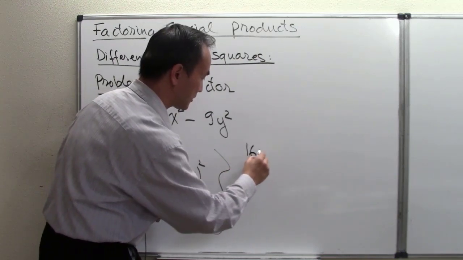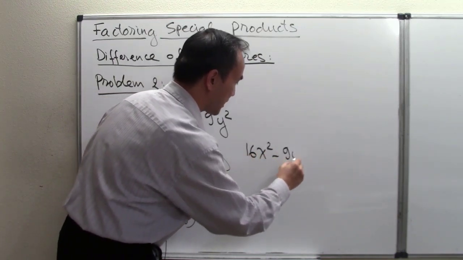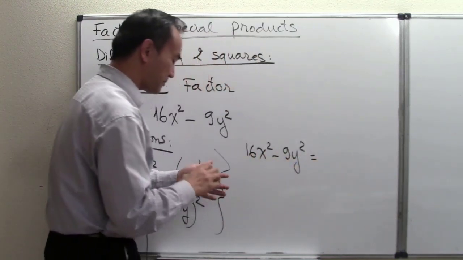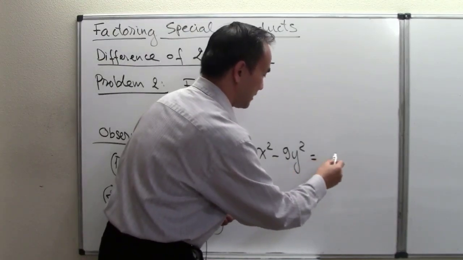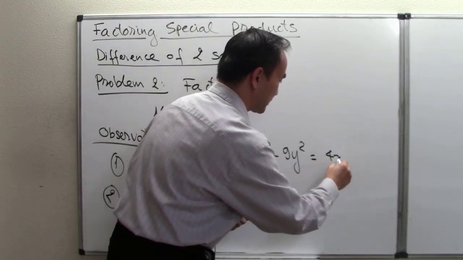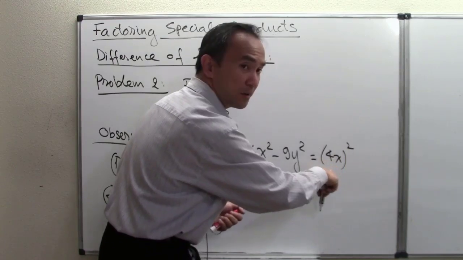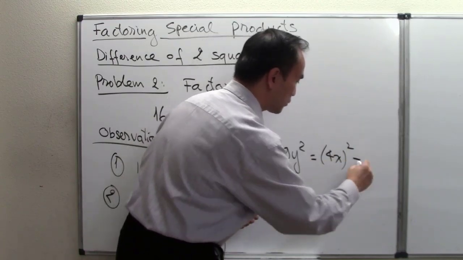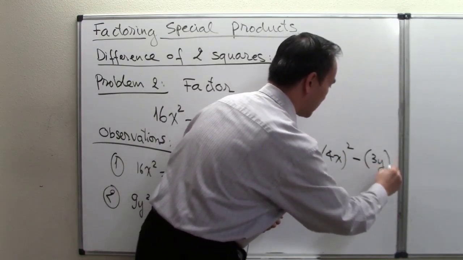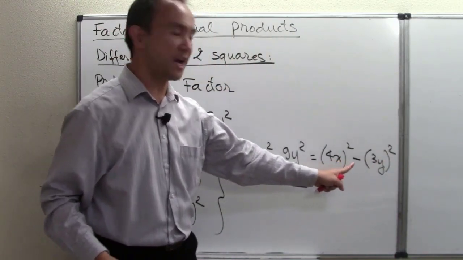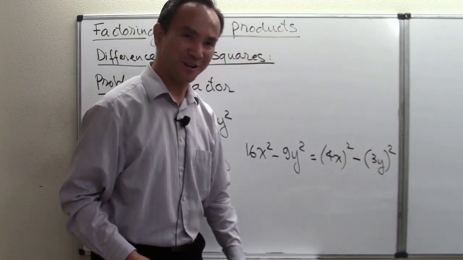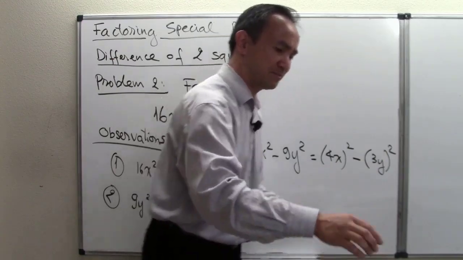So that means the 16x squared minus 9y squared is understood as 4x all squared. See, we have found one perfect square in a difference with 3y all squared. So now we clearly have displayed the difference of two squares.